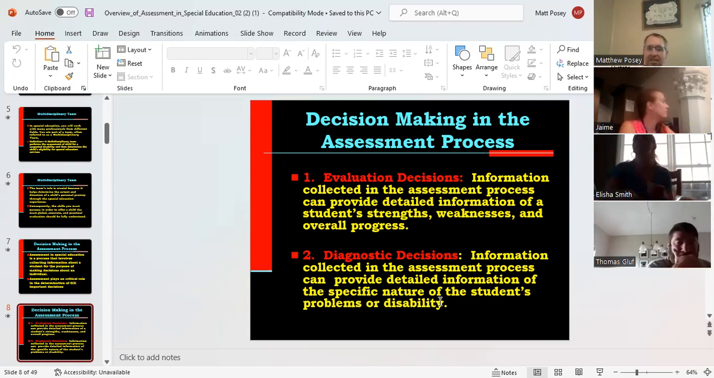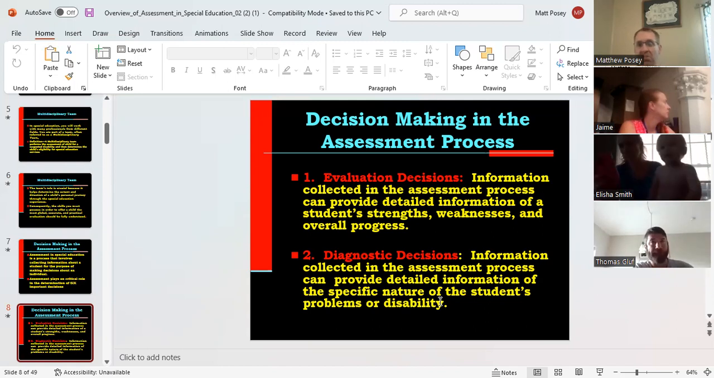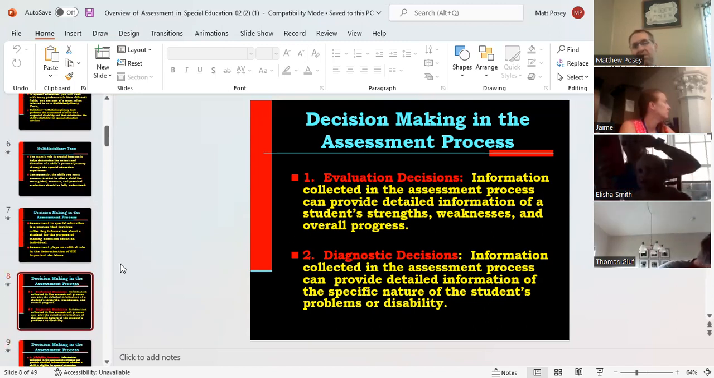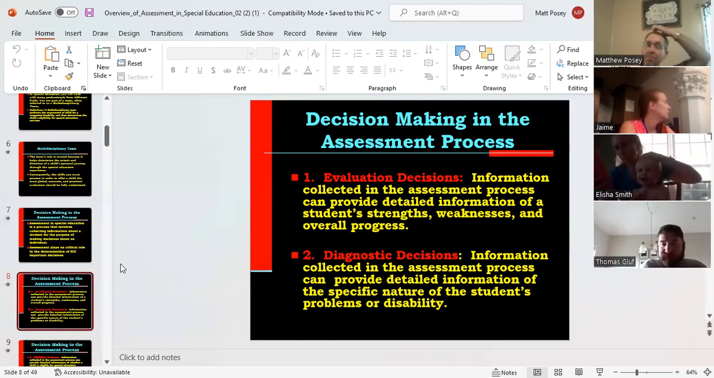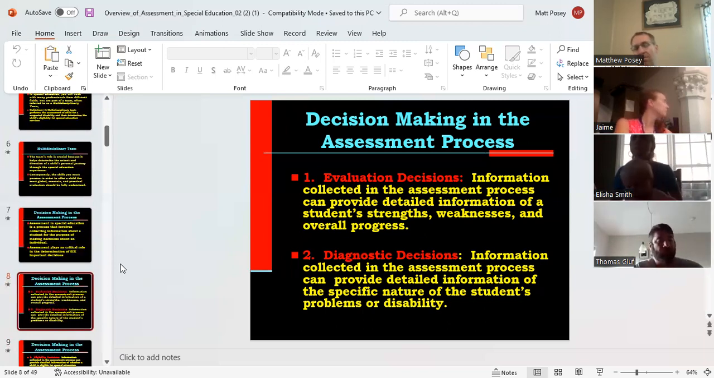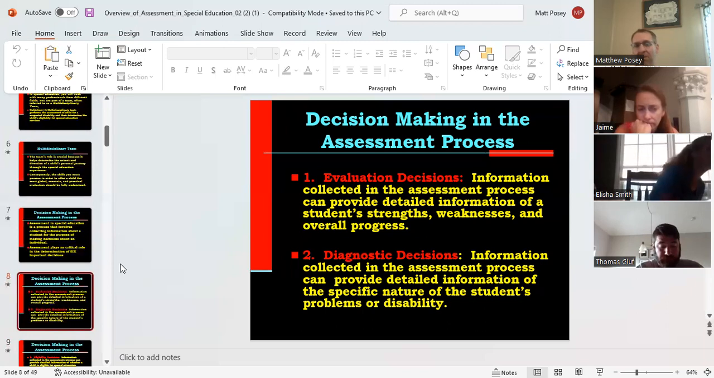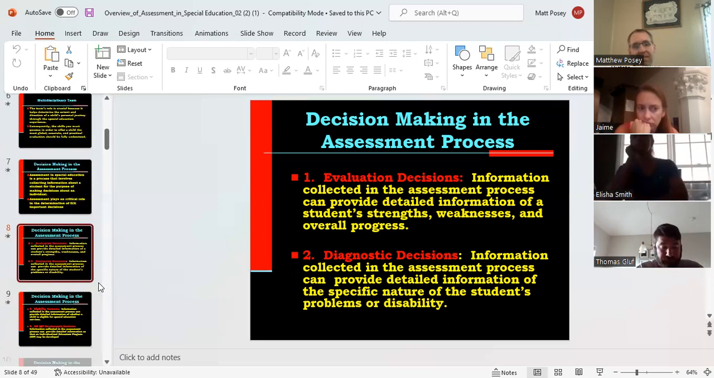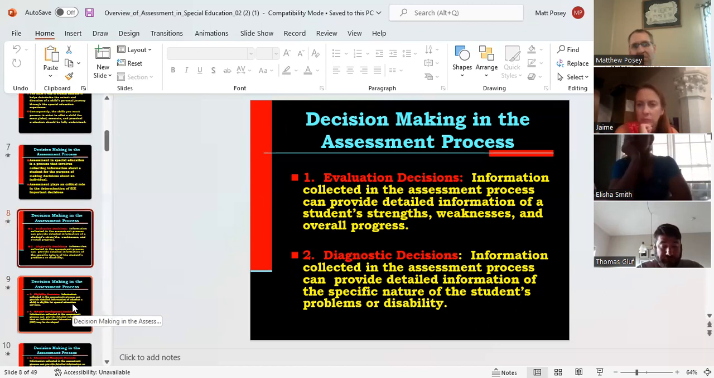That's information collected throughout the assessment process that can provide detailed information on the specific nature of the student's problems or disabilities. This is when we get into more in-depth, formalized testing. I mentioned that a lot of times we use the WJ4, Woodcock-Johnson 4th edition. For both cognitive and achievement, each assessment battery has 10 subtests, so it provides a lot of information on specific skill sets and gives you detailed information about how that student is performing.